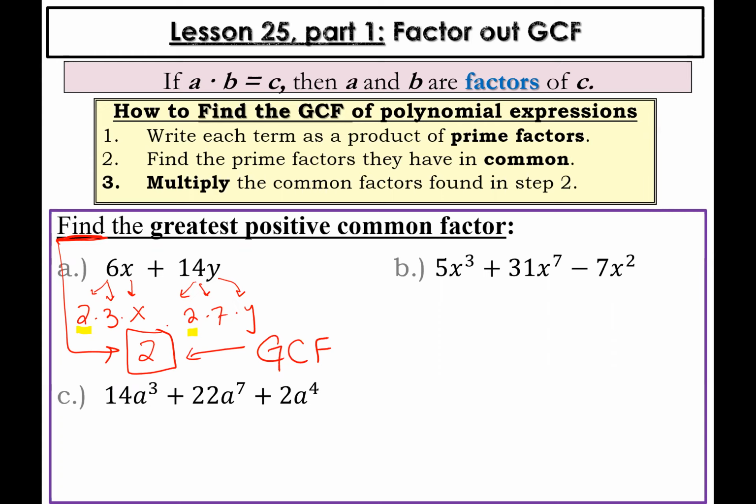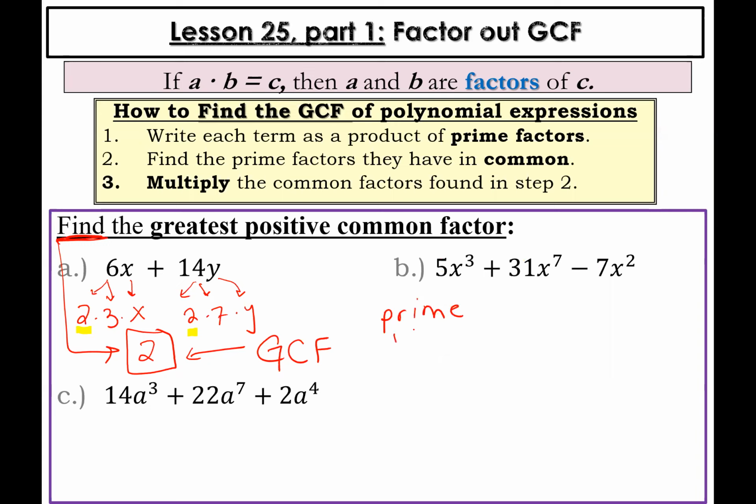All right, I'm going to move over here to example B, 5x to the third plus 31x to the 7th minus 7x squared. Now, this one is going to be a different type of problem. 5, 31, and 7 are all prime already.